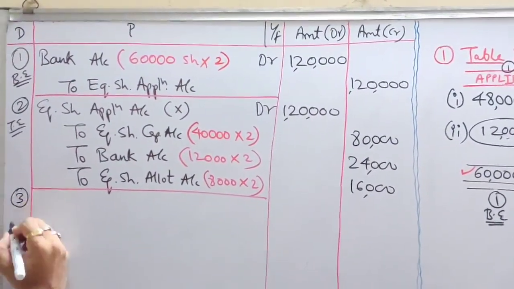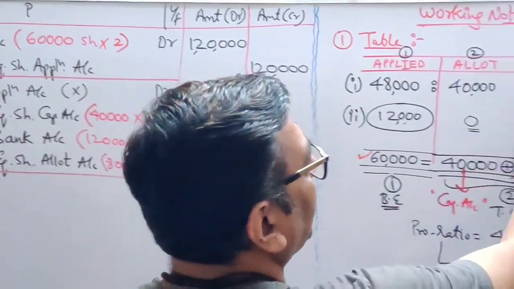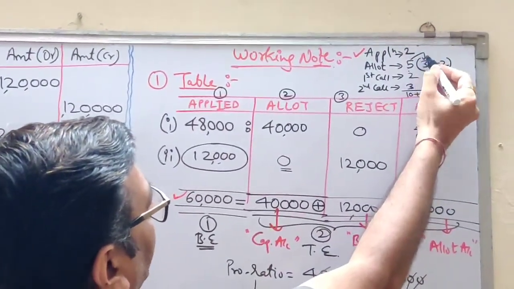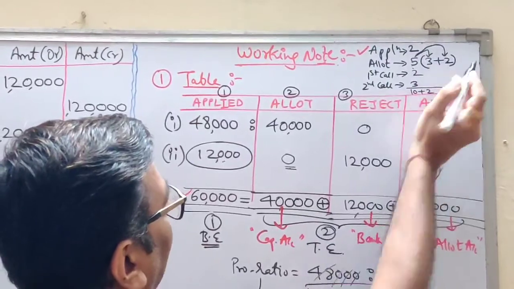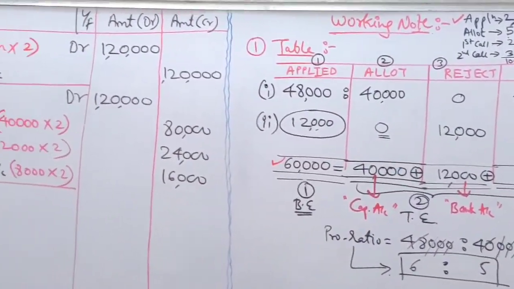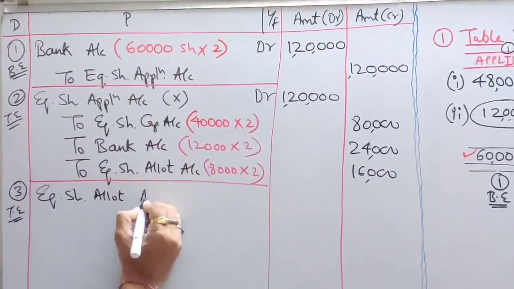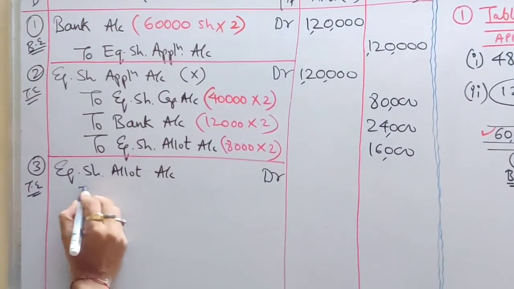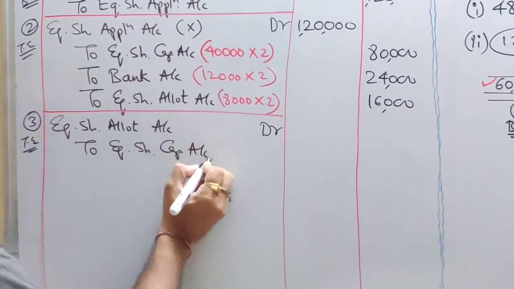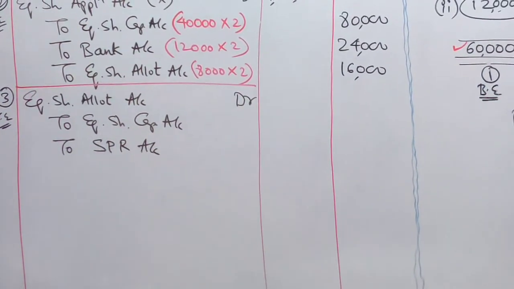Now you have to tell me the allotment transfer entry. How much of allotment are we asking now? We are asking 5 rupees. In 5 rupees, 3 rupees is for capital and 2 rupees is for premium. So tell me the transfer entry of allotment. Equity share allotment account debit to equity share capital account, to SPR account for the premium.